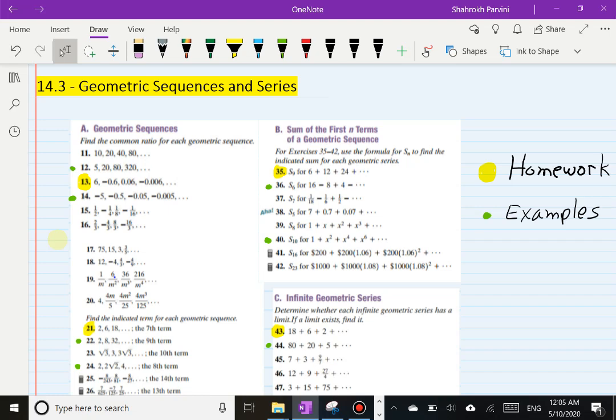Now, with that, we're done with this section. We only have one more section which the next lecture is going to address. That would be section 14.4. But we are done in section 14.3, geometric sequences and series.